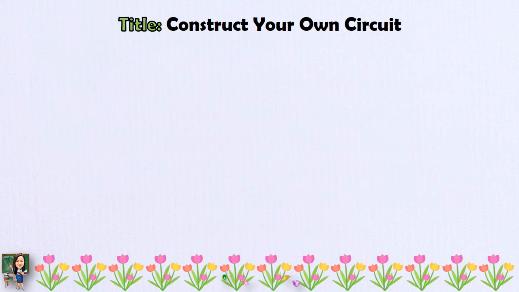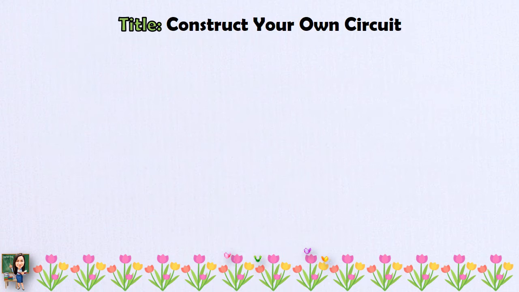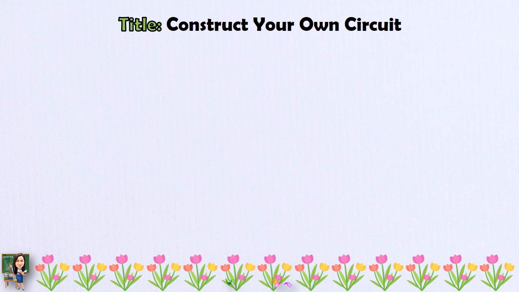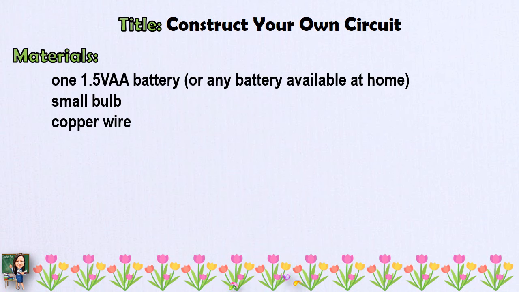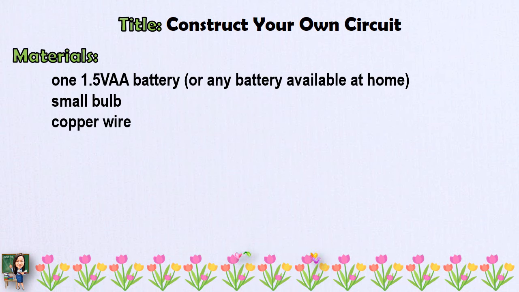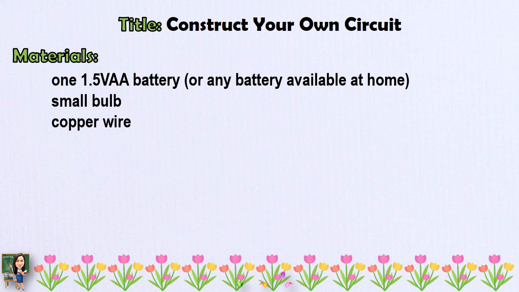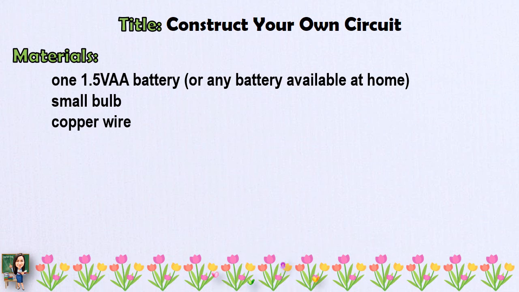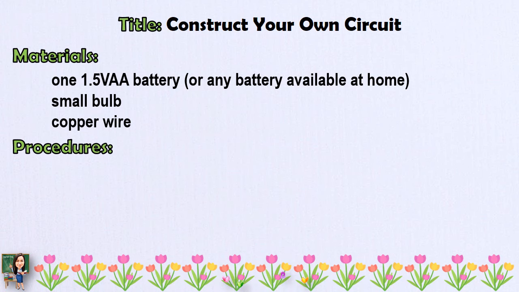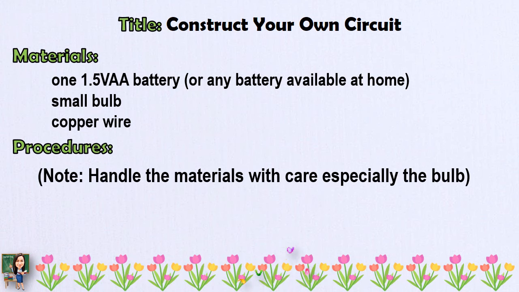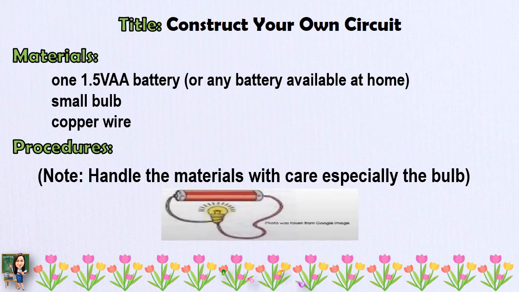The title of our activity is Construct Your Own Circuit. Here are the materials: 1.5-volt battery or any battery available at home, small bulb, and copper wire. For the procedures, note: handle the materials with care, especially the bulb.